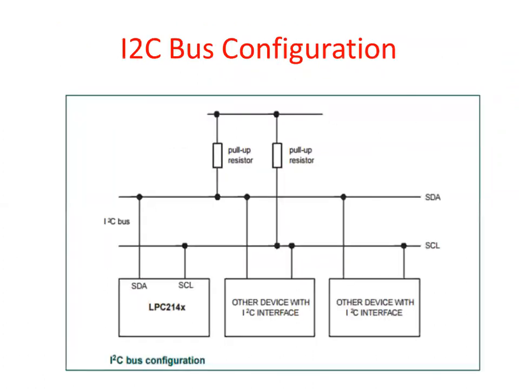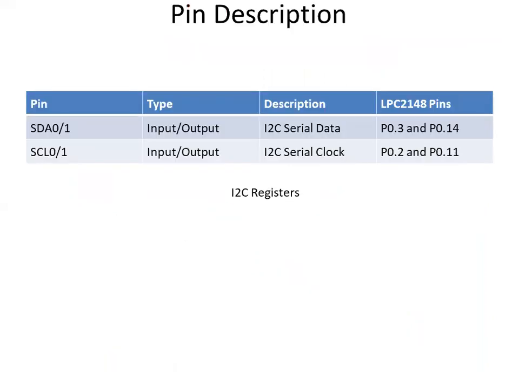Now, we can see here the I2C bus configuration. That is a block diagram of the I2C bus configuration. Here the SDA and SCL, the two lines of the I2C bus, are connected with the other devices with an I2C interface. Pull-up resistors are attached here with the other devices with the I2C interface.